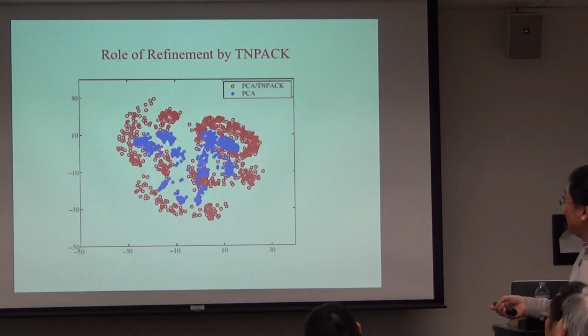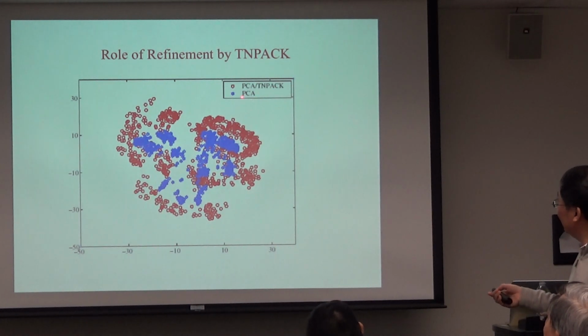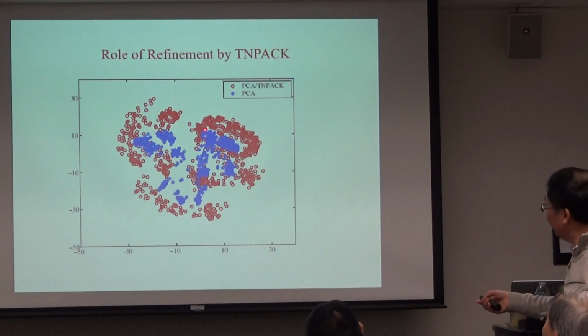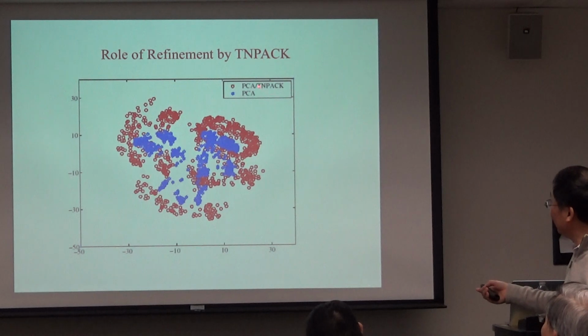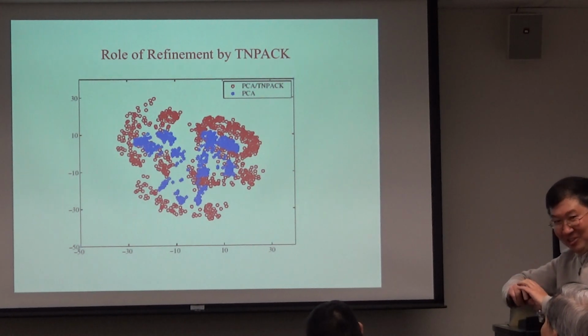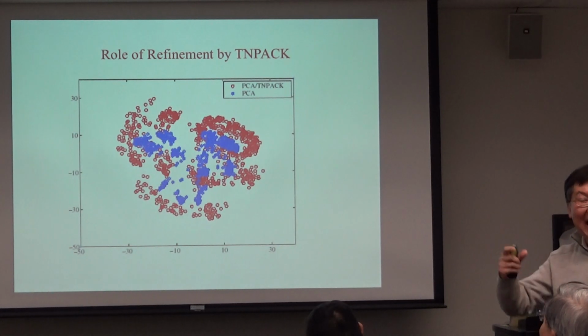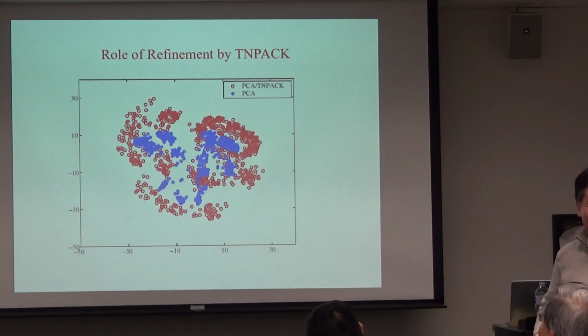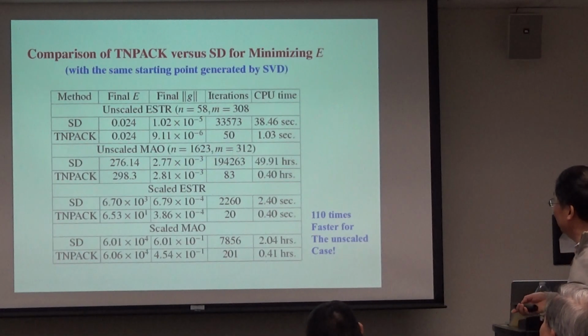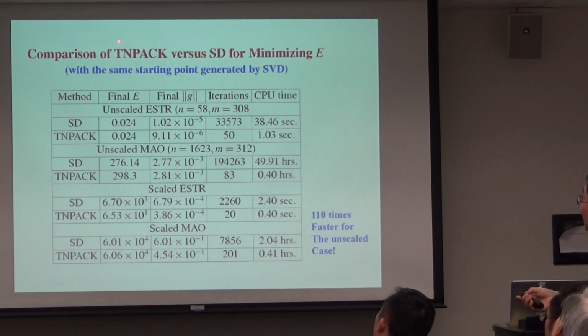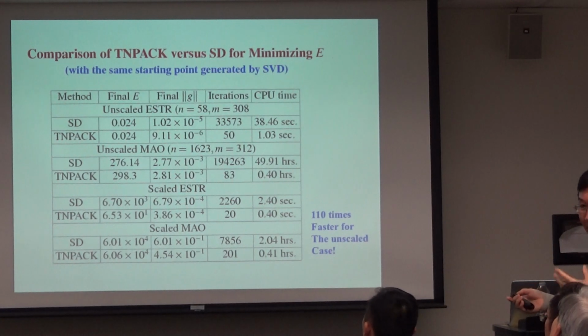So this is a 2D mapping. You see here, this is PCA. You got the mapping like that. When you apply our package, now it stretches out and you get more details because the accuracy has been improved. So this is compared with the typical one.